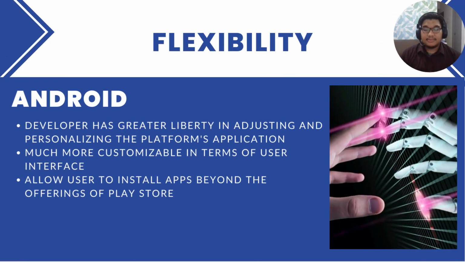Next is the flexibility. As we already know, Android operates on an open source system, giving developers greater liberty to adjust and personalize the platform's applications. Other than that, Android is known to be much more customizable in terms of user interface. On Android, the app icon size and shape, as well as its colors, can all be altered and personalized easily with a lot of options. Android also allows its users to install applications from external sources that are not available on the Google Play Store. Through sideloading, this feature gives Android users an added level of versatility, allowing them to explore a broader range of apps beyond the offerings of the Google Play Store.